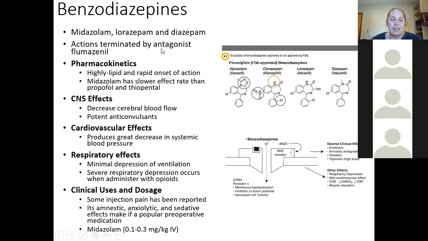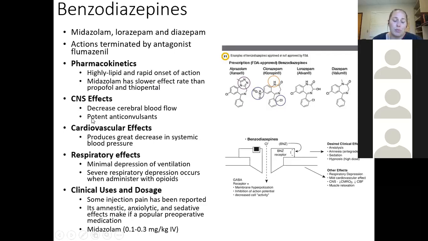Their actions are terminated by the antagonist flumazenil. Again, this is going to be that GABA antagonist. So you're basically pharmacologically bringing an individual out of anesthesia by treatment with this antagonist. They are highly lipid soluble, and so they're going to have that same effect that Dr. Parker just talked about, where they quickly reach the brain and have a rapid onset of action because of that. And midazolam has a slower effect than propofol and thiopental.